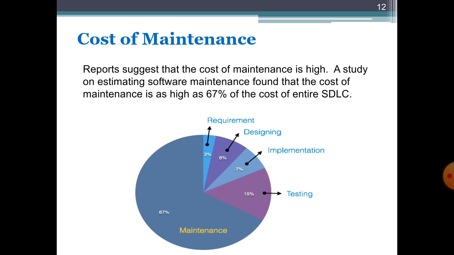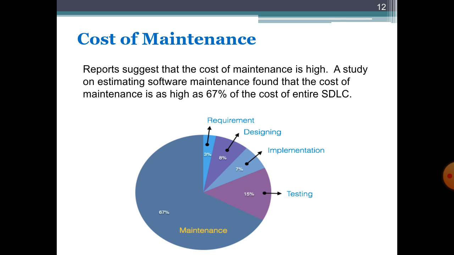So now in this diagram you will understand how costly maintenance is and how important it is. You can see that 33% is the total development cost, ranging from requirements to testing, while 67% is the maintenance cost of the entire software development life cycle. So in this diagram you can conclude how large the cost of maintenance is.